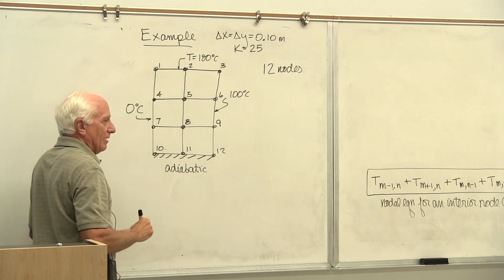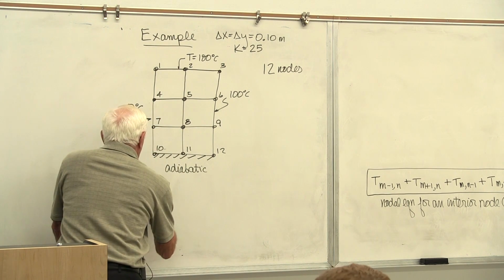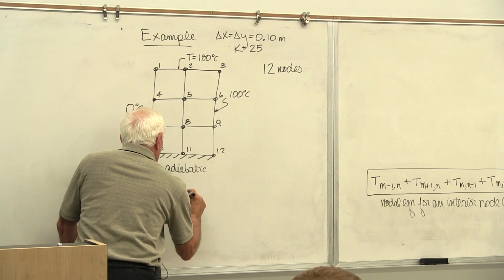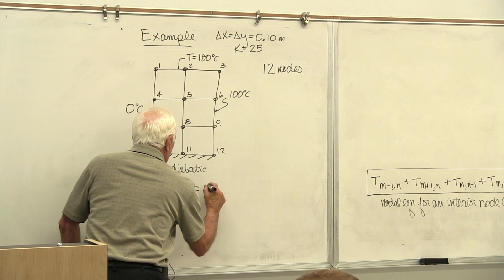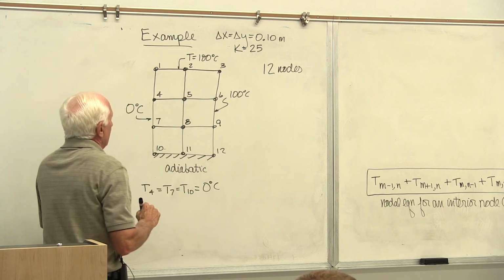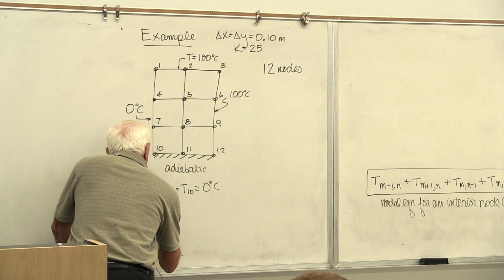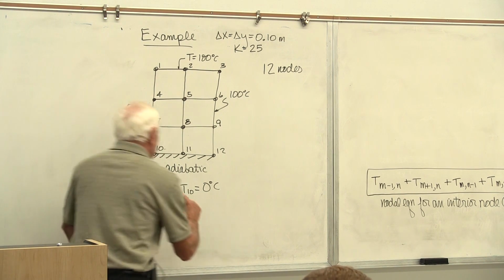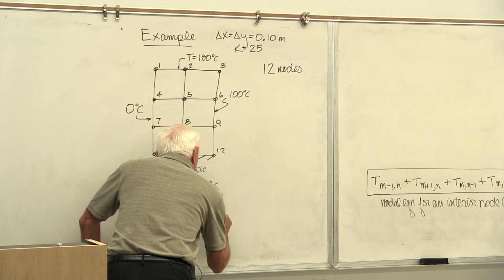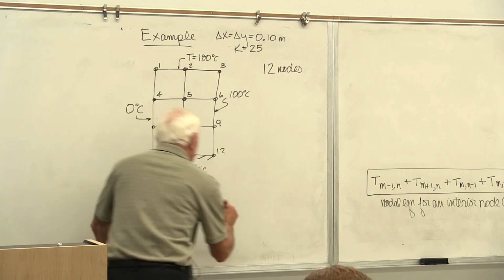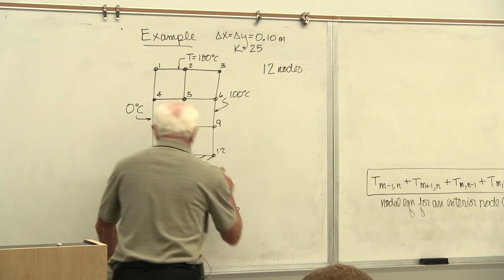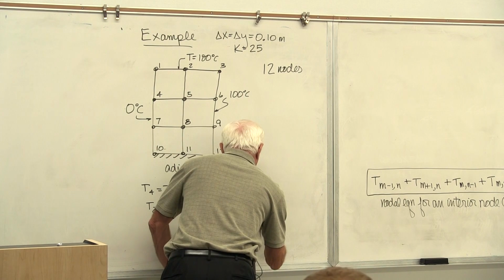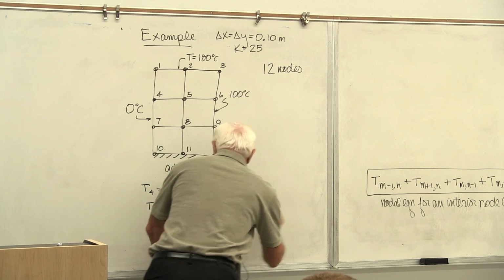Okay, so let's put down the temperatures we know. T4 equal T7 equal T10 equal 0 degrees C. Okay, T2 equal T3 equal T6 equal T9 equal T12. Let's make sure: 2, 3, 6, 9, 12. Yeah, equal 100 degrees C.